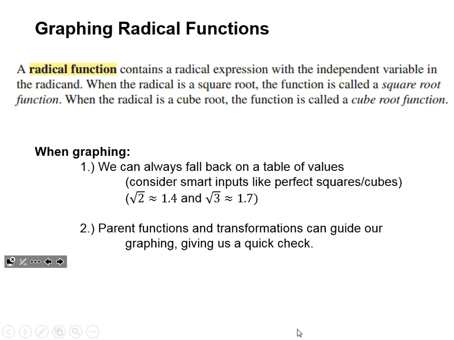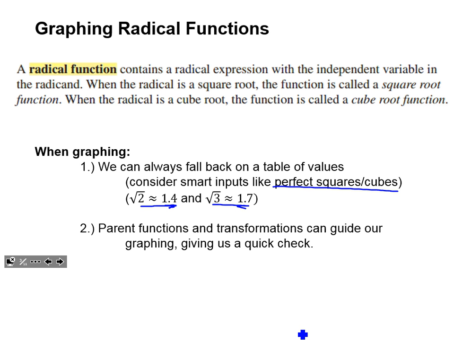Just a couple of helpful pointers. We're going to graph these by making a table of values for the most part, and we can save ourselves a lot of time by thinking what are nice values to put under a square root or under a cube root, etc. So I've given you a couple of nice square root approximations that'll help you plot points if needed. The square root of 2 is about 1.4, and the square root of 3 is about 1.7. Those will help you approximate points when you're plotting them. But again, think about what would make perfect squares or cubes underneath a square root or a cube root. That way we'll get nice, clean outputs.